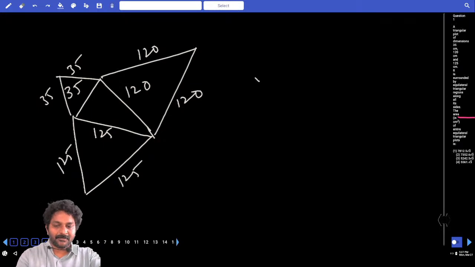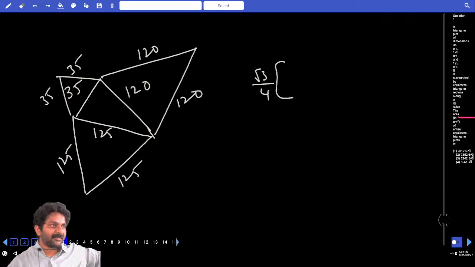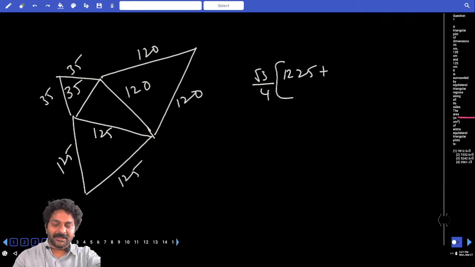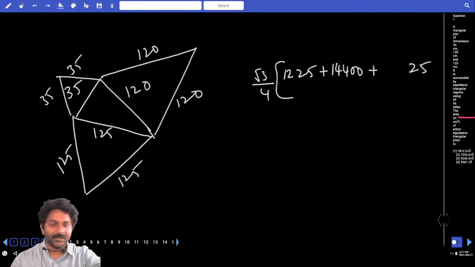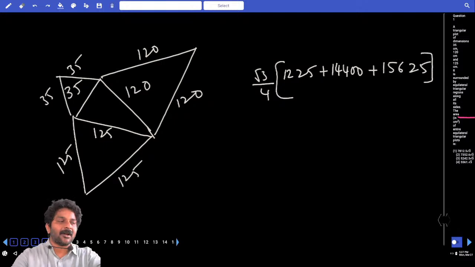So that is root 3 by 4 a square. 3 triangles are there, so I will take it as a1 square plus a2 square plus a3 square. 35 square 1225, 120 square 12 square 144 and then 00. 125 square 5 square 25, 12 into 13 156. Let's go and see the option. Do you have root 3 over there? Yes. So don't touch that root 3.